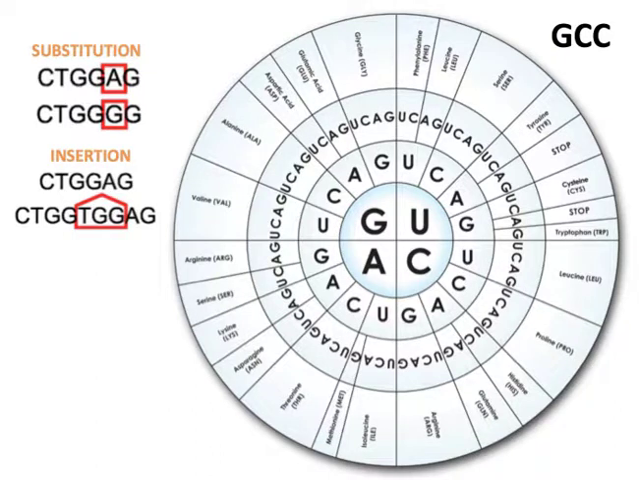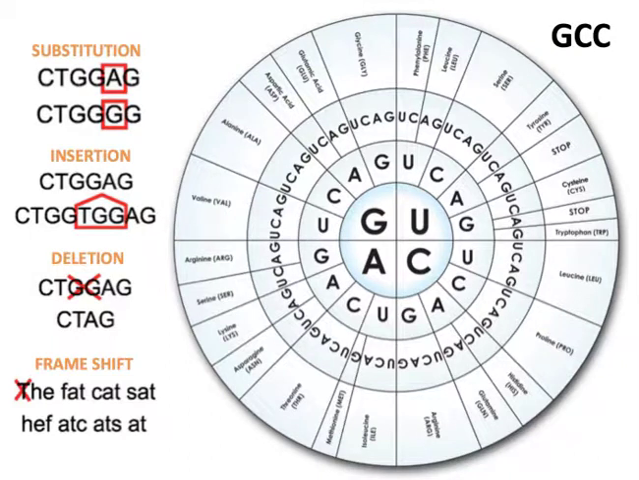Insertions are when extra nucleotides are pasted into DNA or RNA. Here the TGG gets inserted. And deletions are when nucleotides are cut out of DNA or RNA. Here the 2 Gs are removed.